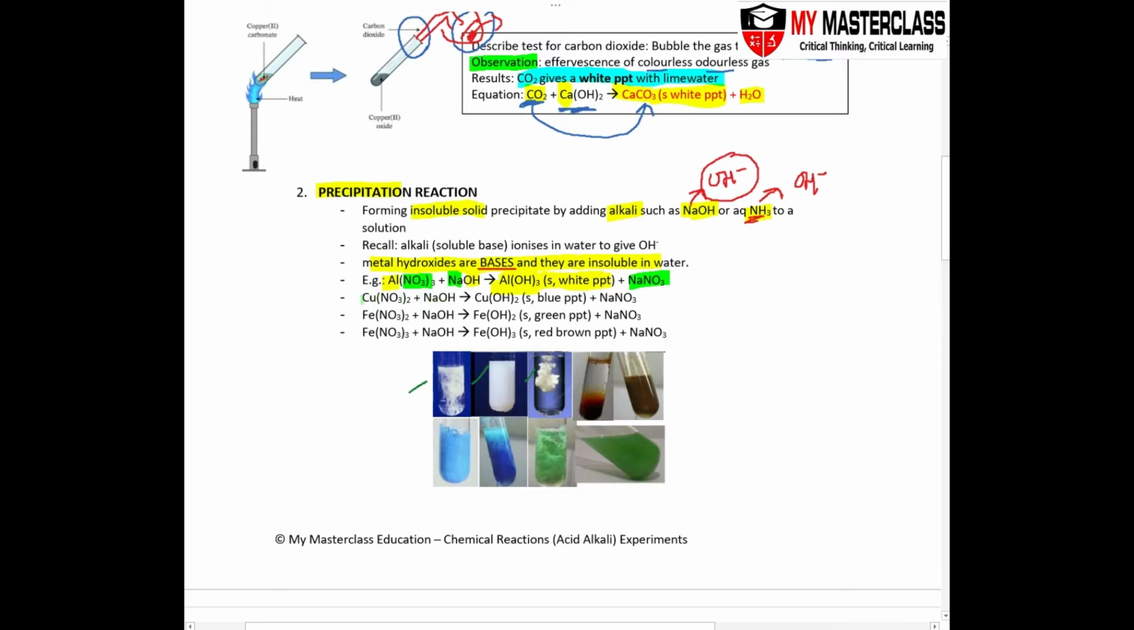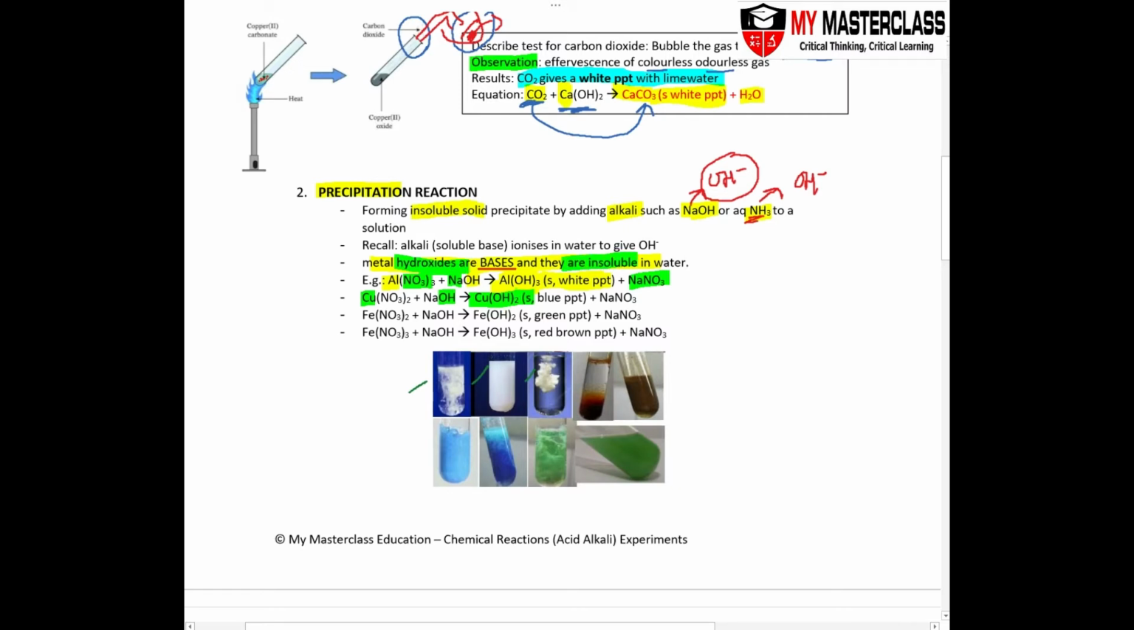Okay, another example, you have copper nitrate plus sodium hydroxide. Again, I swap partners, my Cu2+ partners the OH minus, positive partners the negative. So you get your Cu(OH)2. And this is still a solid. Why is it a solid? Metal hydroxides are insoluble, they are solid.